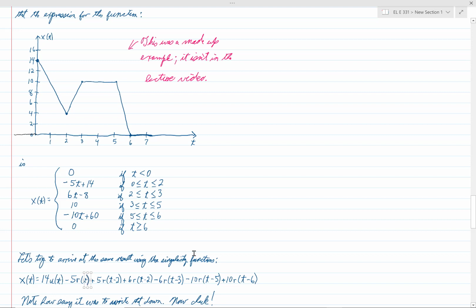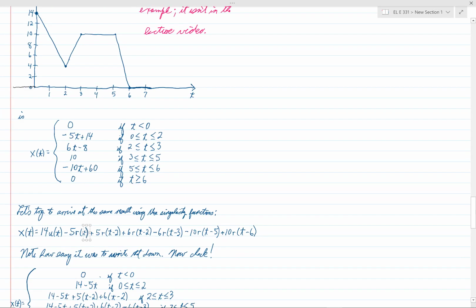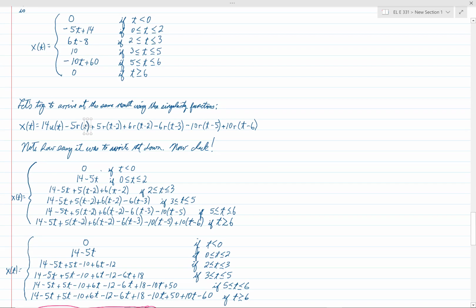And if that was the last term, this would just keep going down forever, but we don't want that to happen. We want it to flatten out, and so we have to add in a 10r beginning at 6 to flatten it out. And I claim that that will give us this graph. Now, let's see if that works out.